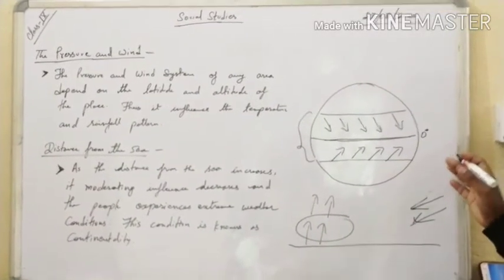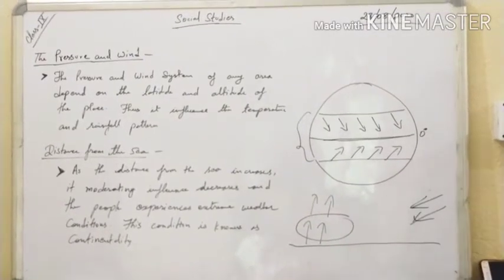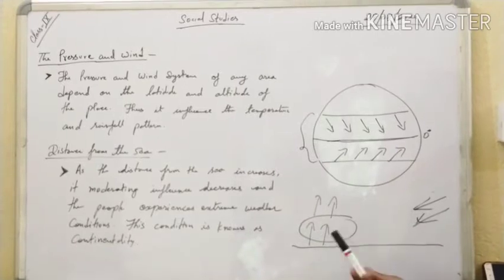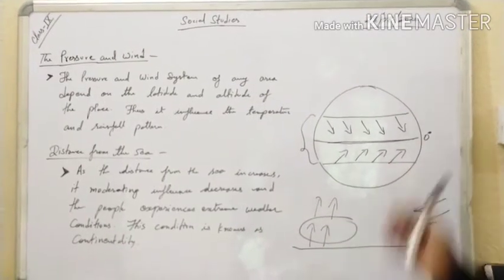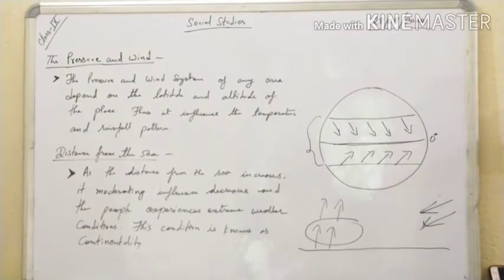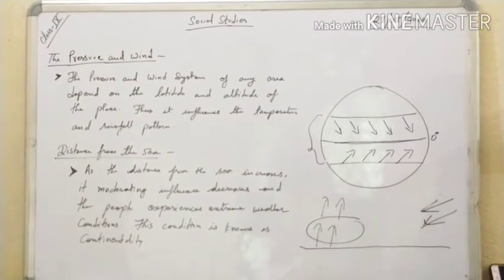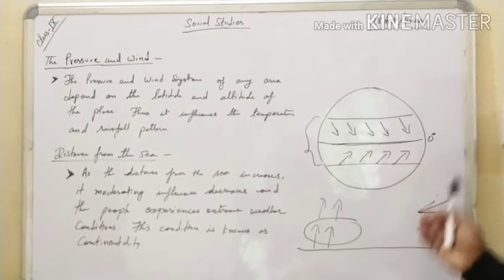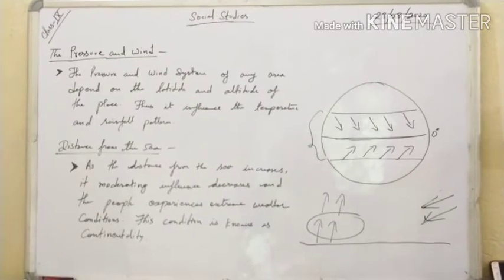Okay, and the air from the high pressure belt flows towards the low pressure belt. So there is the movement of the air, and the area becomes cool again. Again it heats up, the air rises up. In this way, the movement of air is there. Okay, that is because of the pressure. And the wind system, you understood, because of the pressure there is a chain of movement in the air, and that is called the wind system.